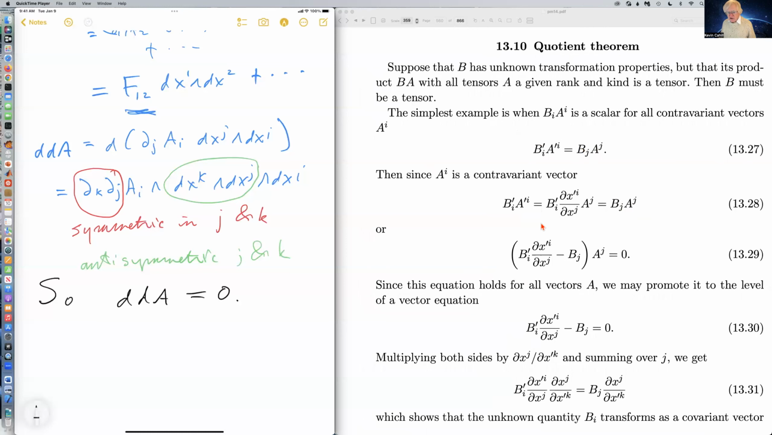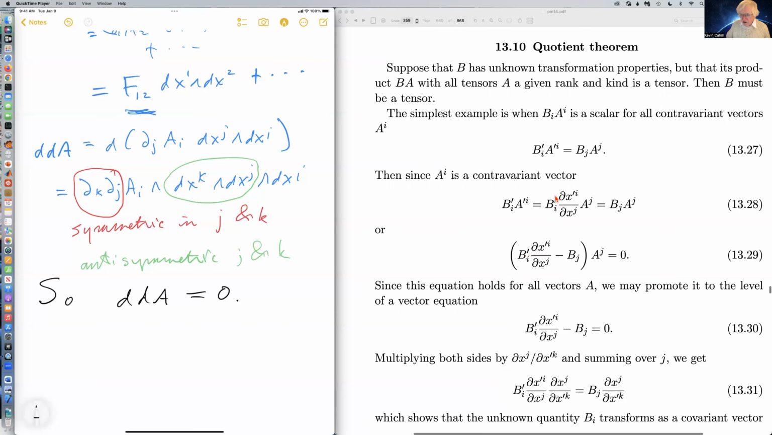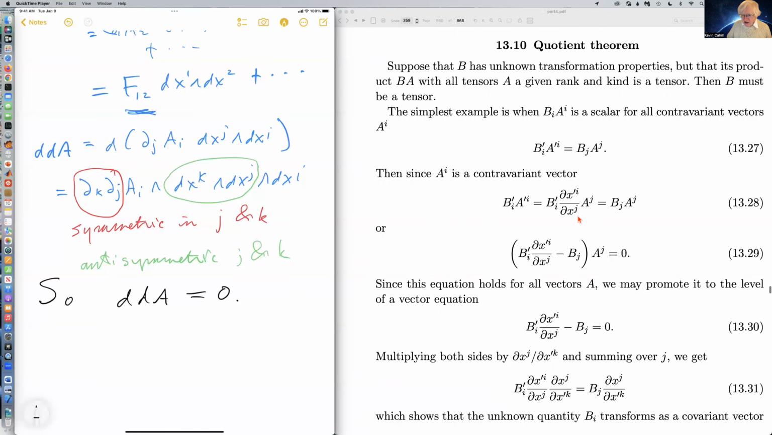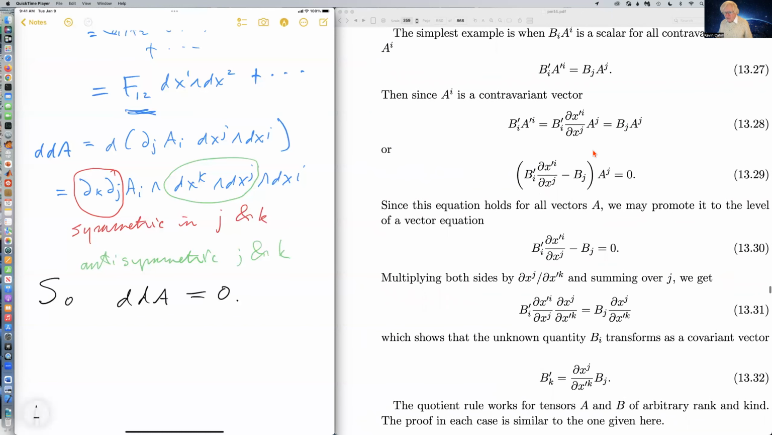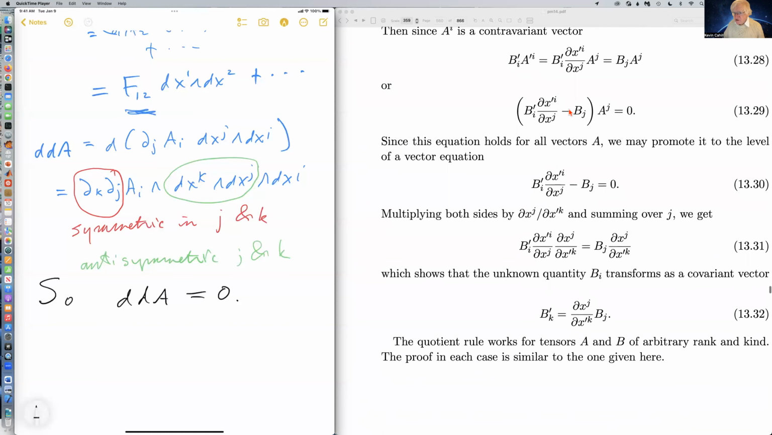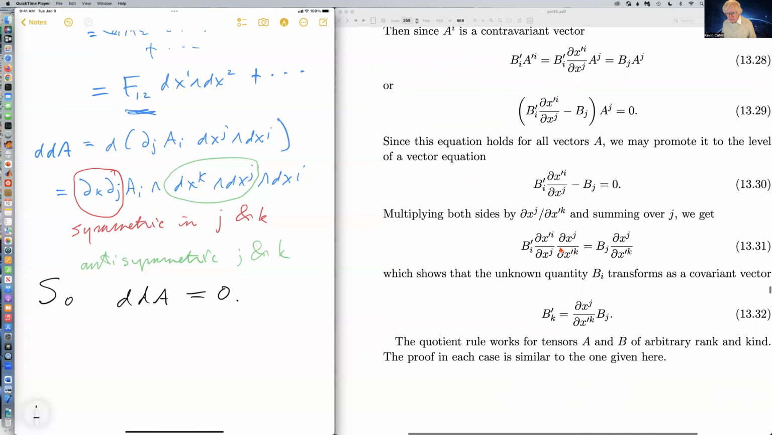So then we just take this equation and rewrite it: B prime_i, partial x prime i, partial x^j, minus B_j A^j, and this one has an A^j, equals 0. But this holds for all vectors A, so we can promote it to an equation not involving A. And then we have this expression. And now we multiply both sides by partial x^j, partial x prime k, sum over j, and that turns this into a Kronecker delta.